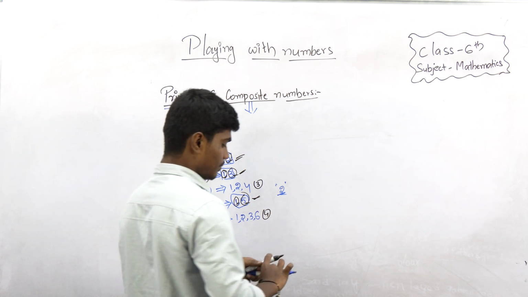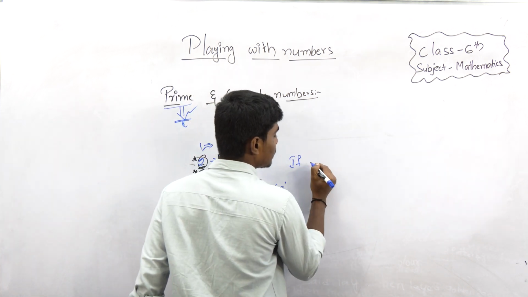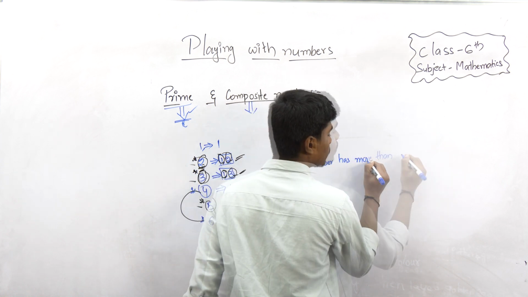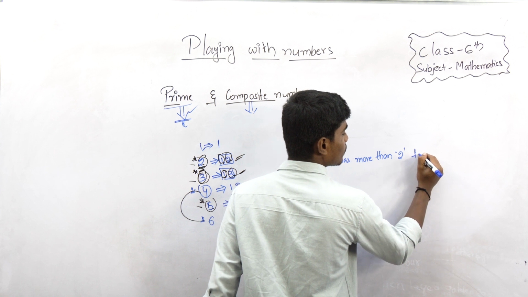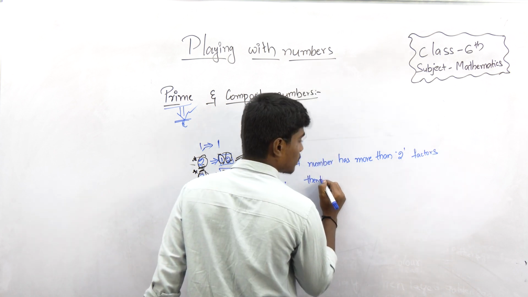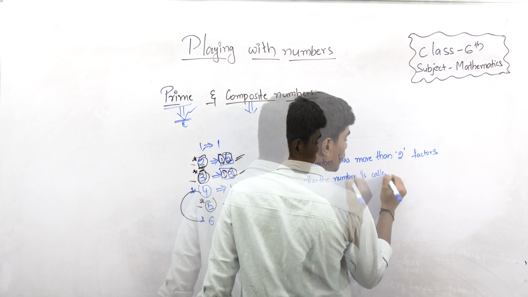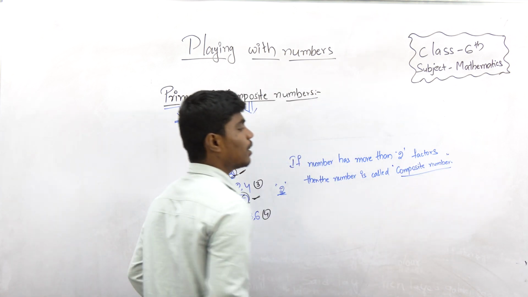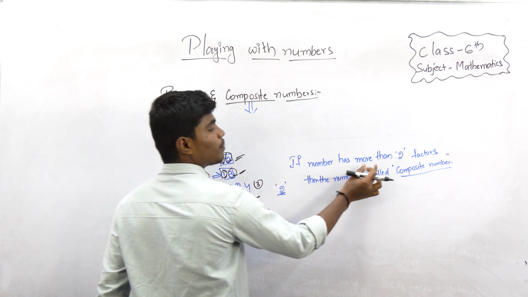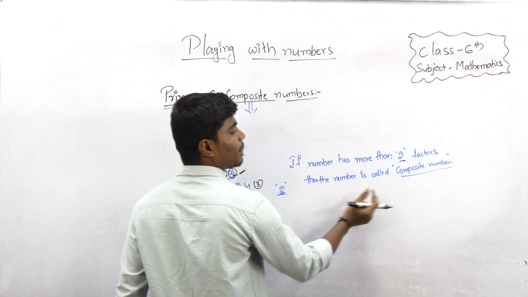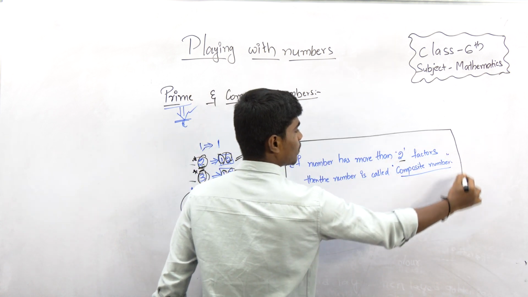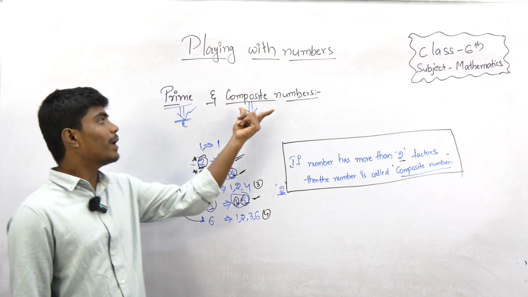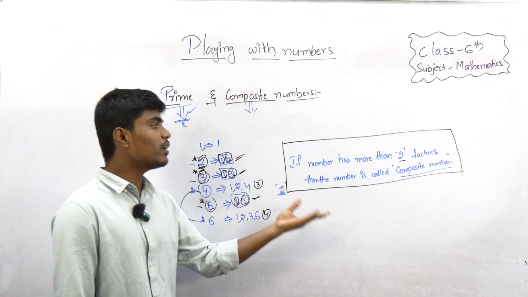What can we write? If a number has more than 2 factors, then the number is called a composite number. What is a composite number? If a number has more than 2 factors, then it is called a composite number. What is a prime number? It has only 2 factors, while a composite number has more than 2 factors.